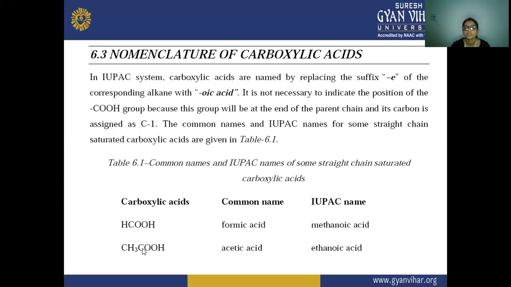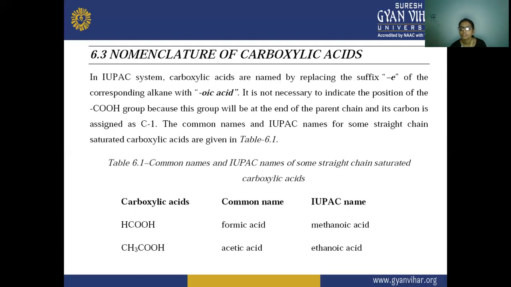As in this case, we have not indicated the position because we know that this COOH is present at the end of the parent chain. So the numbering will start: this is the first carbon, then this is the second carbon, 1, 2. Here it is not necessary to indicate the position of the COOH group because this group will be at the end of the parent chain and its carbon is assigned as C1.